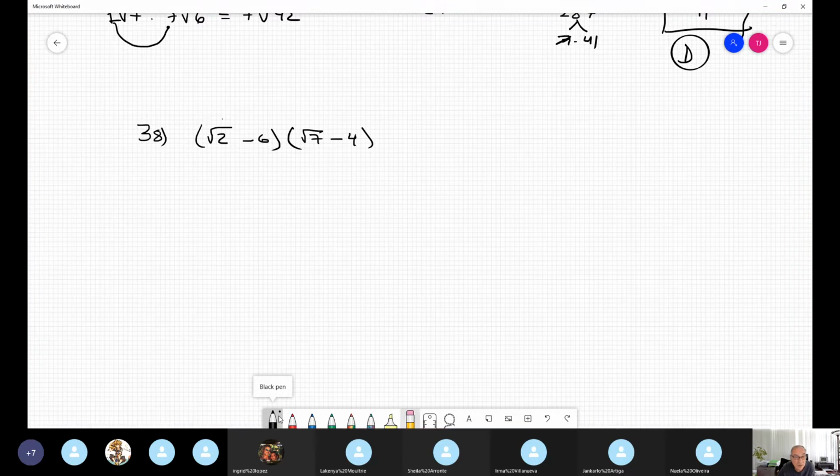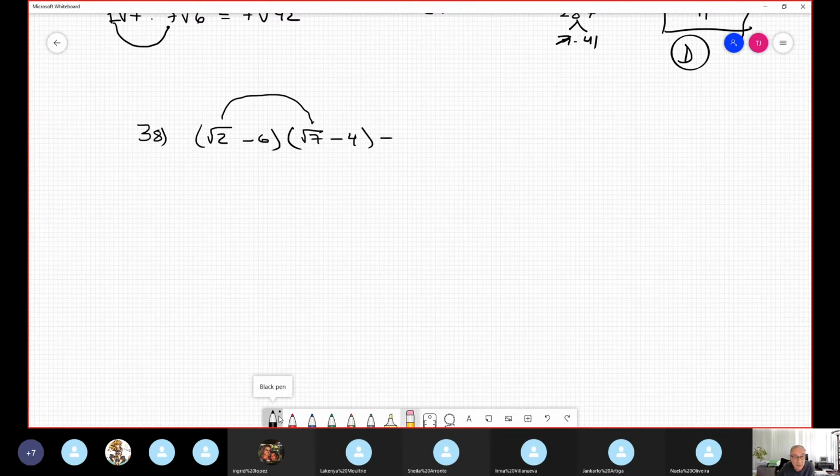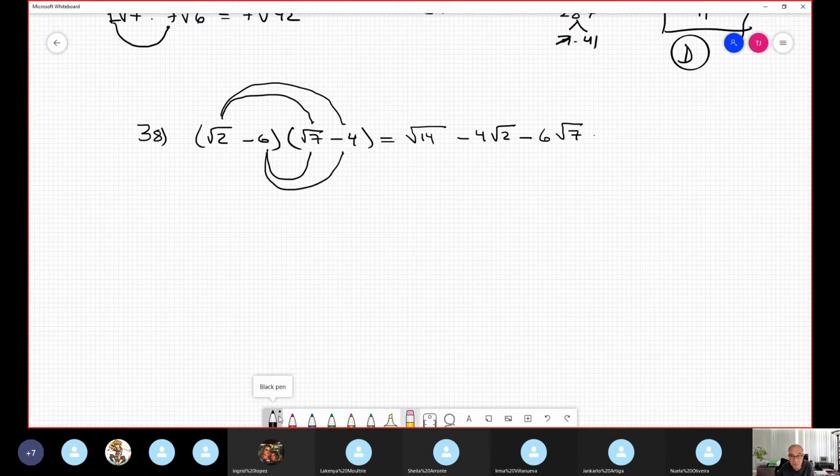FOIL. This and this together is radical 14, because 2 times 7. This and this together is minus 4 radical 2. Remember, you cannot mix the number outside the radical and the number inside the radical because they are different categories. This and this is minus 6 radical 7, and this is plus 24. And can we do more things?